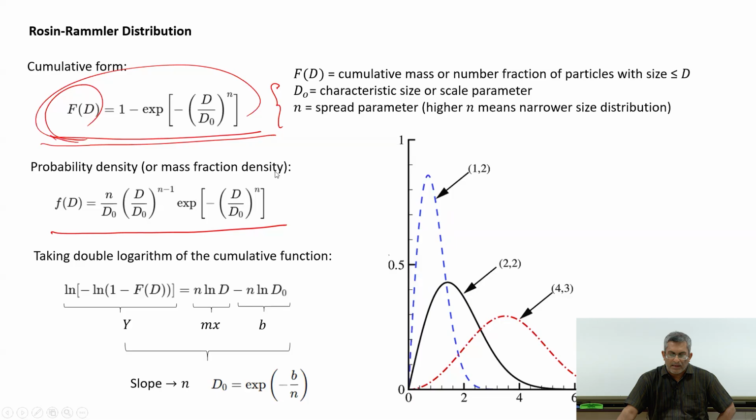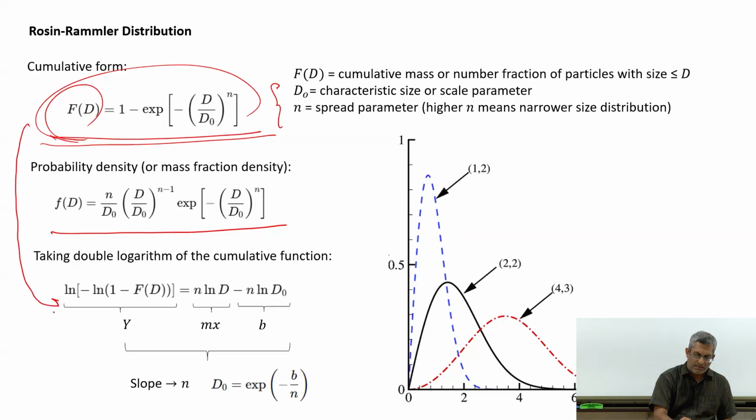So now the question is, in this case, how do we calculate the scale parameter and the spread parameter if we have the experimental data? Okay, so that can be done in this interesting way. You consider this cumulative form and take the double logarithm. Okay, it is easy to show that this can be expressed as this. And then here you have basically a linear equation, and from that the slope of this line will give you N, that is the spread parameter. While once you know the slope and you know this B, then you can calculate the scale parameter.